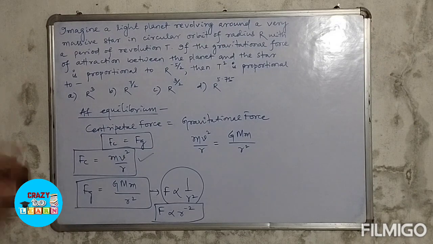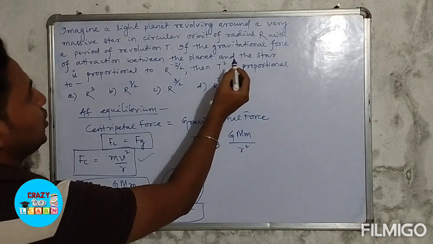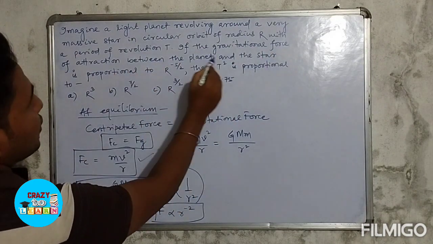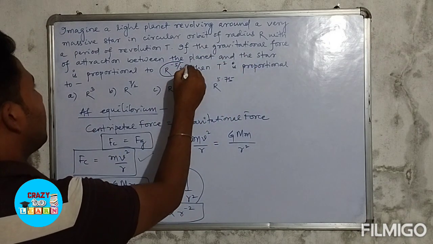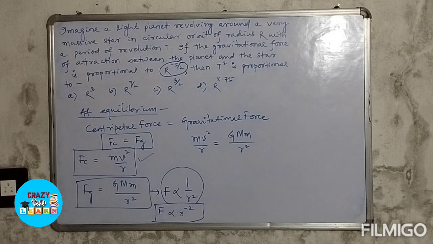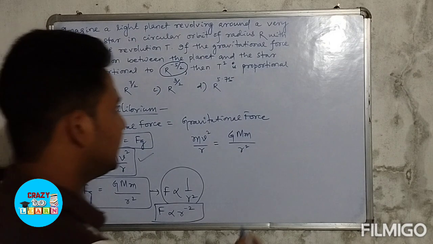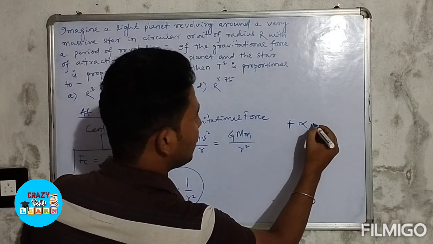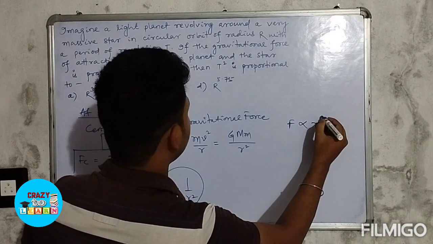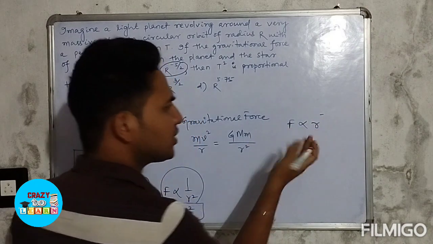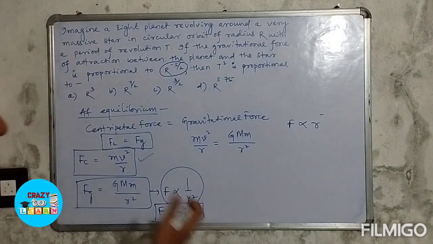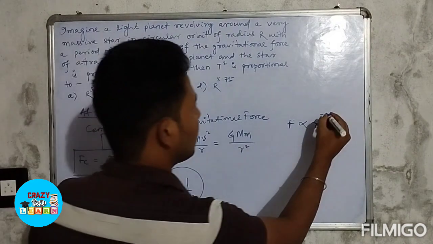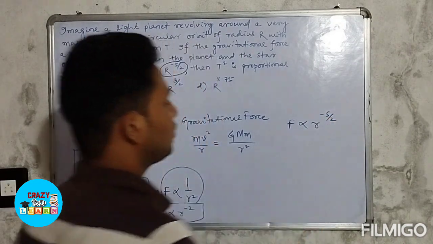But for this given question, it is mentioned that the gravitational force of attraction between the planet and the star is proportional to r power minus 5 by 2. So now F is proportional to r power minus 5 by 2. In the place of capital R I have taken small r here, so I am continuing with small r.